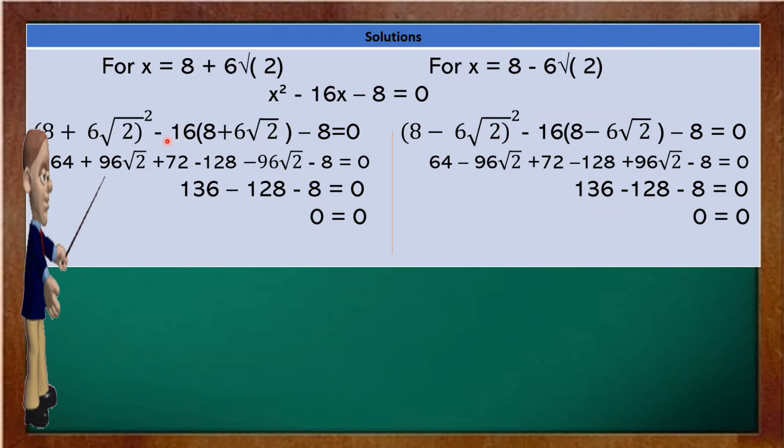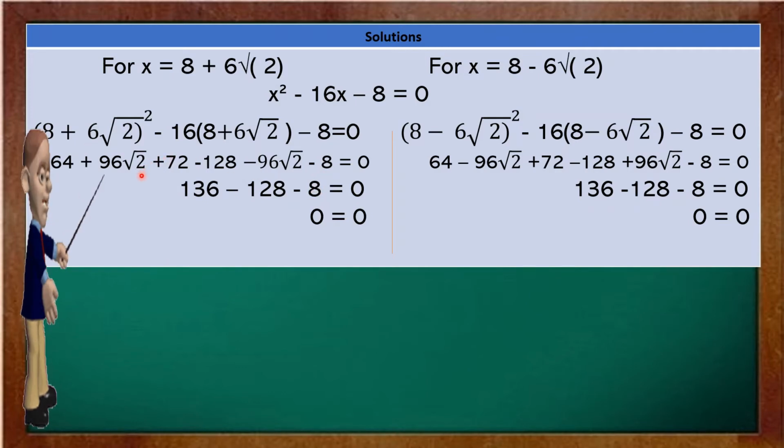So it becomes negative 16 times 8 is negative 128. Negative 16 times 6 square root of 2 is negative 96 square root of 2. Then bring down negative 8. After that, let us simplify. 64 plus 72 is 136. Minus 128 minus 8.